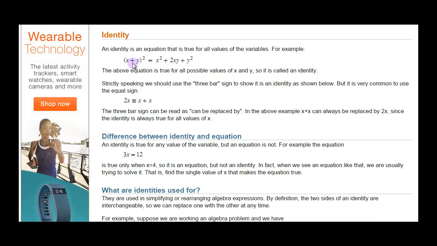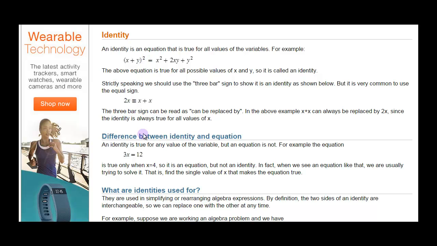In other words, I could choose any number out there for x and y, and if I plug it into the left-hand side and then the right-hand side, it makes both sides equal. So any number I randomly choose for both x and y, as long as I replace them on the left-hand side and the right-hand side, causes this statement to be true. That's what an identity does for us.